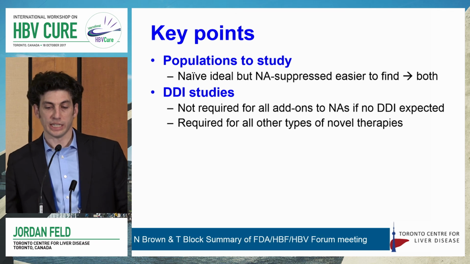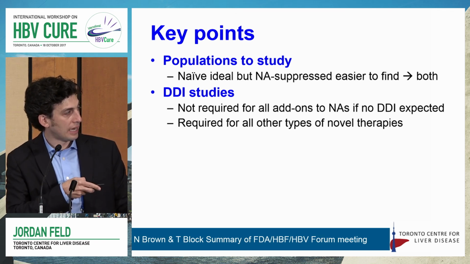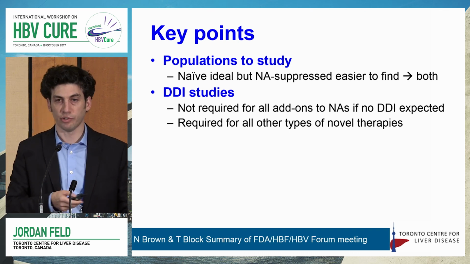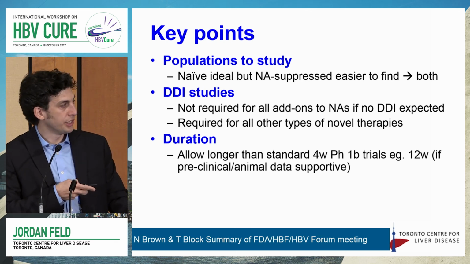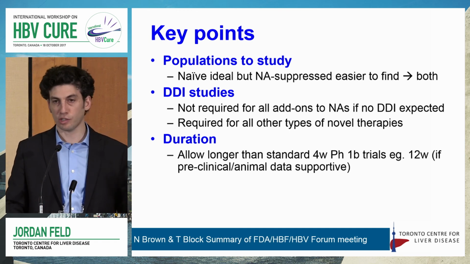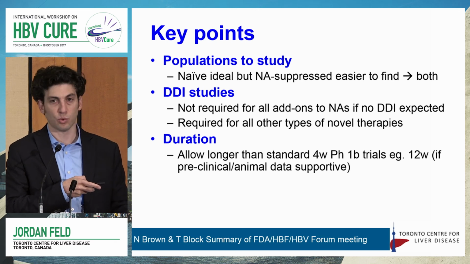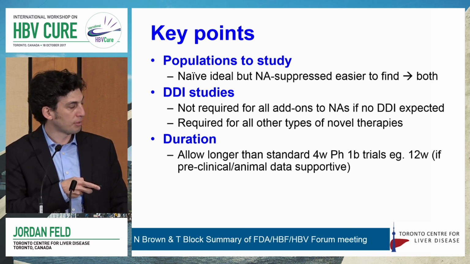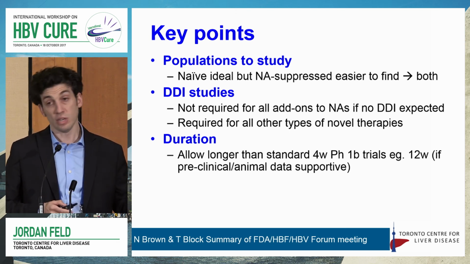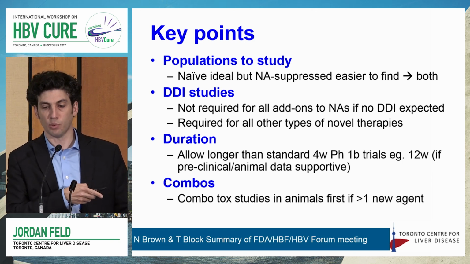For drug interaction studies, they said that they were not required for all add-ons to nucs if there was no DDI expected. So that's quite important, I think, but they were probably required for all other types of novel therapies. In terms of duration, the standard early phase 1 trials are usually only 4 weeks, but the problem is, as I told you, if you're looking for an efficacy effect with a slow response, you might miss something at 4 weeks, which was quite effective. So they said that if you had good preclinical animal data that supported giving therapy for longer, you could extend these proof of concept studies out to 12 weeks, and this is unique to Hep B so far, which I think is an important point that they made.